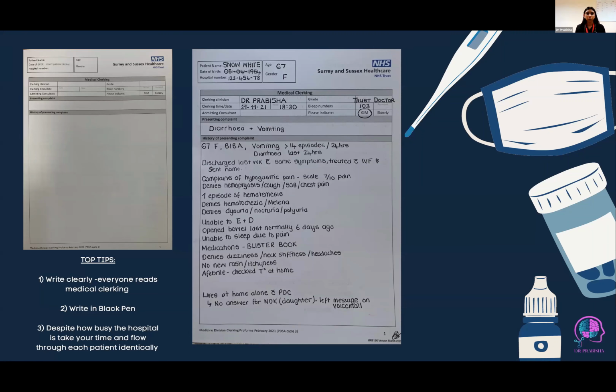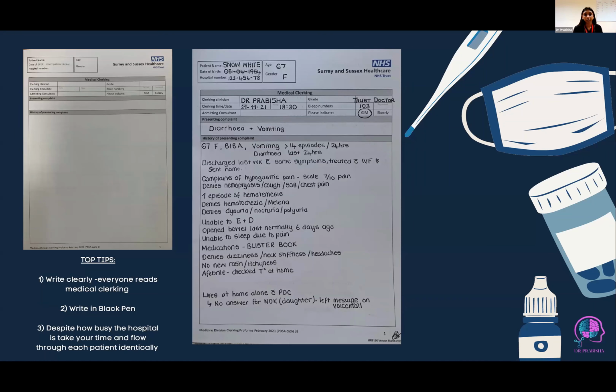So on this one, you normally get a sticker. I've put Snow White, then their date of birth, and then their hospital number. Normally you can print out stickers. Every trust is different and every booklet will be different. This is just a booklet from our trust. Then just write your name, the date, and then the time. It's not when they were admitted, it's the time you see them, okay?